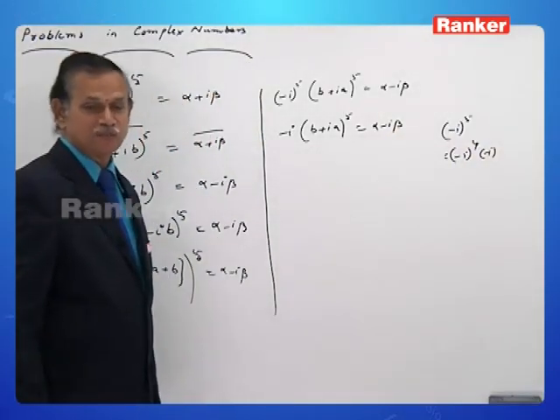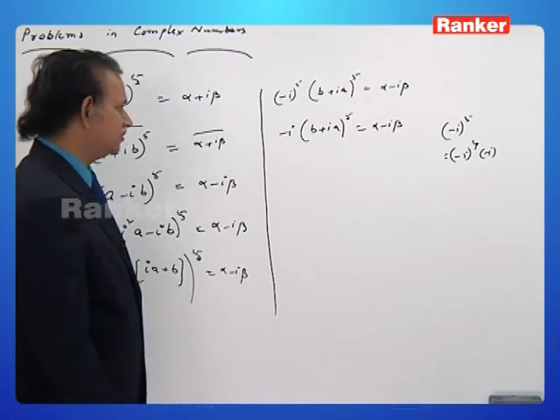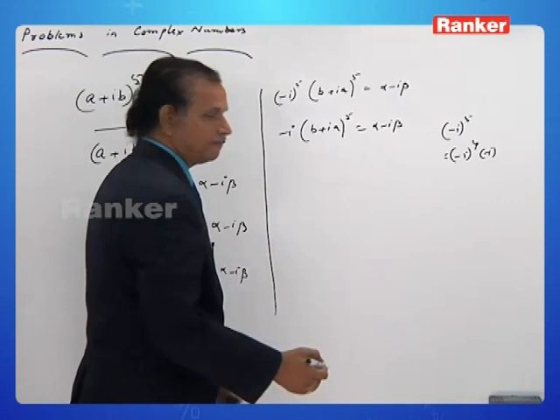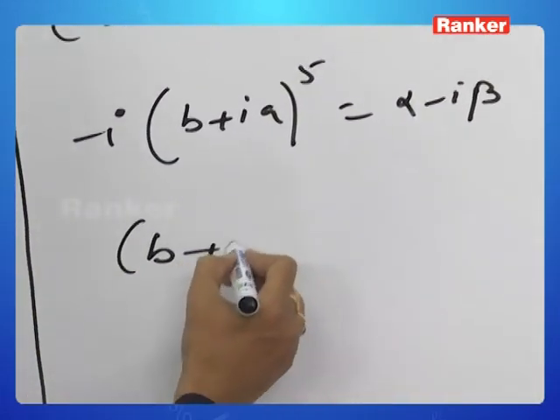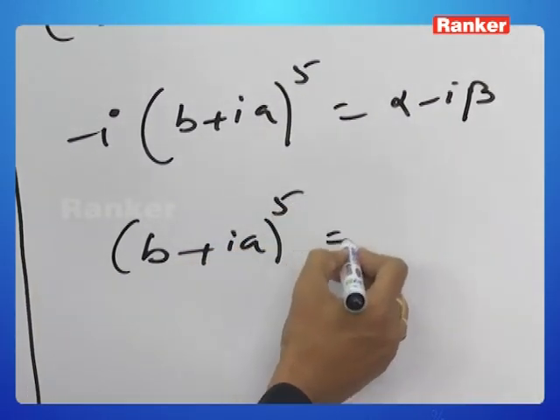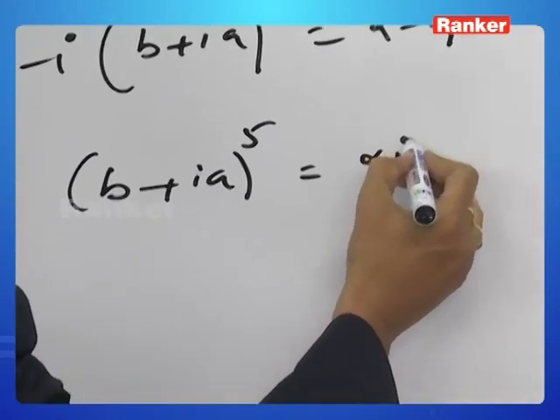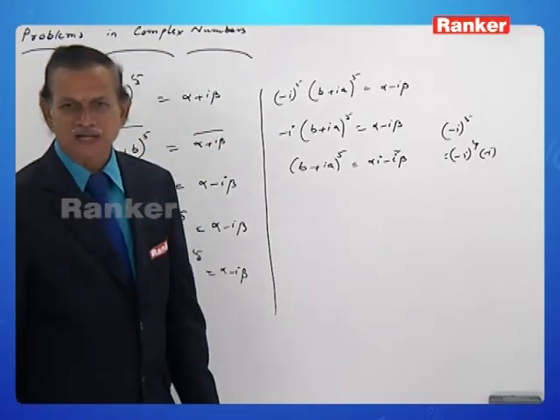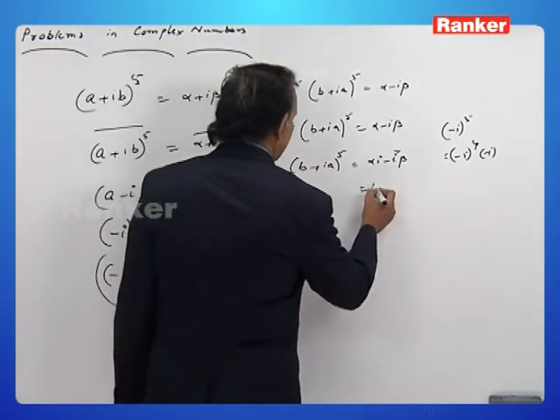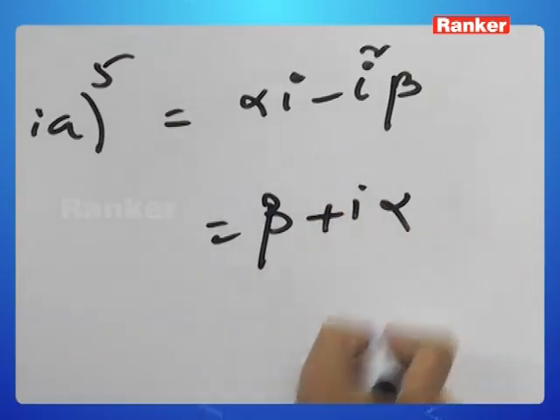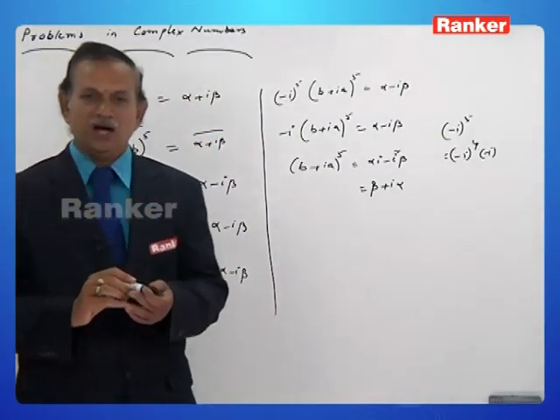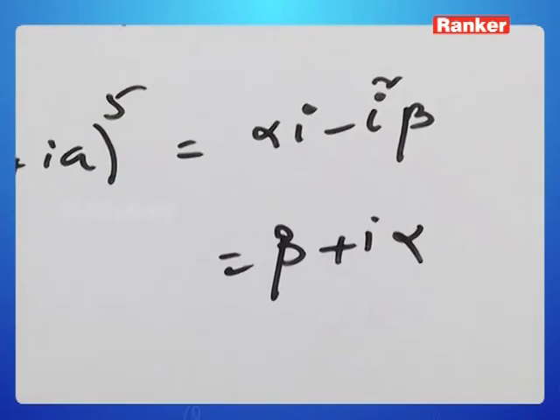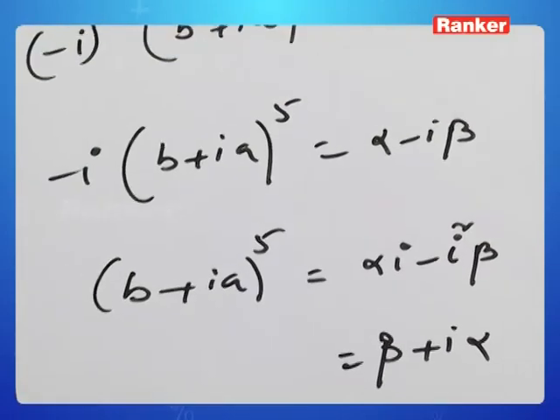Now, let me multiply with i on both the sides. What happens? i into minus i squared. Minus i squared is 1. Therefore, LHS becomes (b + ia)^5 is equal to alpha i minus i squared beta. What is minus i squared? It is 1. Hence, it is beta plus i alpha. Hence, the required answer is available in option B. That is, beta plus i alpha is the correct option for this question.